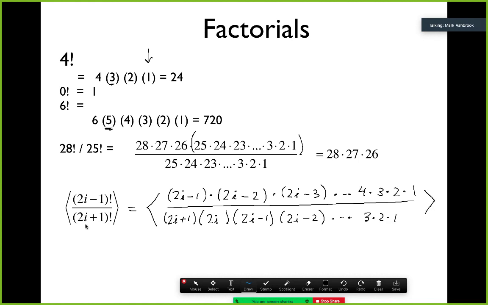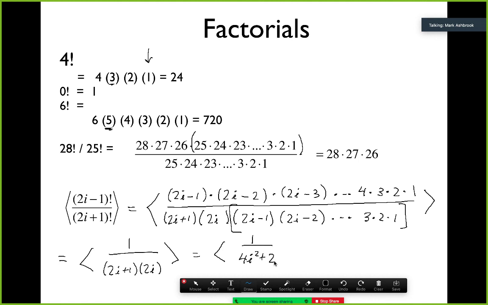So notice within (2i plus 1) factorial, because 2i plus 1 is a bigger number than 2i minus 1, (2i plus 1) factorial contains a factor of (2i minus 1) factorial. Here it is. There's the numerator, (2i minus 1) factorial. So that will cancel out completely with the numerator, and we're left with 1 over (2i plus 1) times 2i. And now that looks like one we've done before, or we could even write it out as 1 over 4i squared plus 2i. Conclusion? What do we got there?